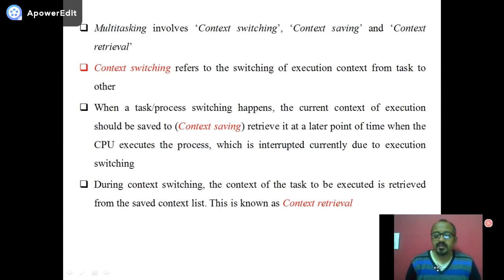Context retrieval. When the higher priority task 1 executes all its code and goes into the blocked state, then task 2 with the lower priority gets a chance to execute its remaining code. The results generated by the already executed half of the code, which we have saved, we have to retrieve again at the same position, with the same status, and from there it continues to execute. This is called context retrieval.